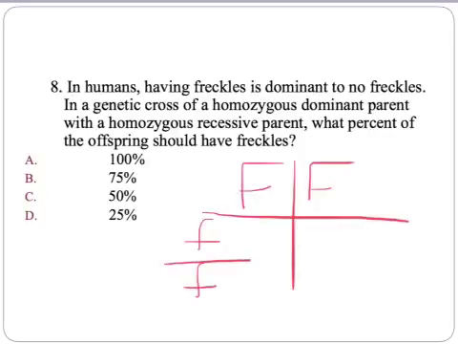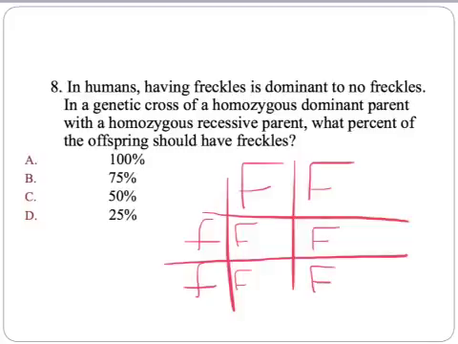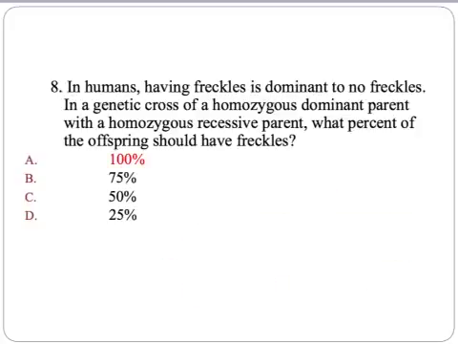So, big F, big F, big F, big F. I always bring the tops down. It just makes my life easier. Little f, little f, little f. So how many children are going to have freckles? Well, it has a big F, it's going to have freckles. It has a big F, that one's going to have freckles. So far, big F, going to have freckles. Big F, going to have freckles. So what percentage of that is that, guys? That's 100%. And we proved it with the Punnett square, so you should feel really comfortable with your answer.